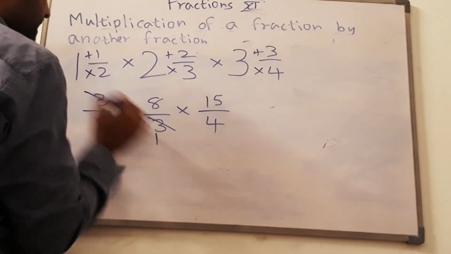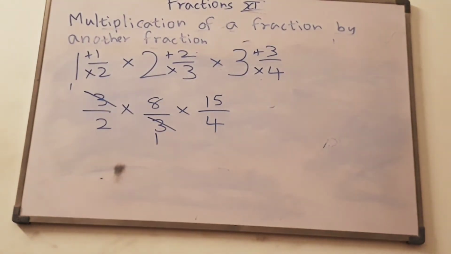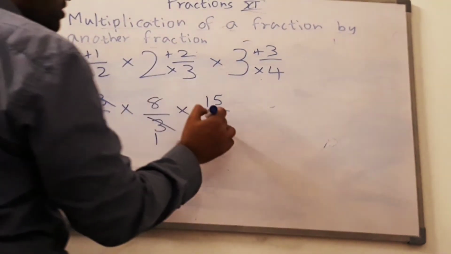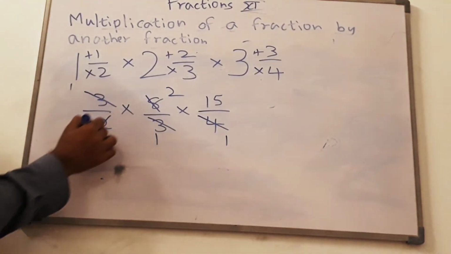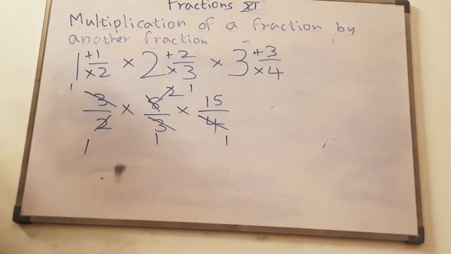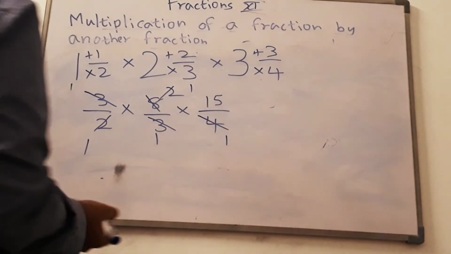3 and 3 can be cancelled. Both are divisible by 3. 4 and 8 also can be divisible, 1 4 and 2 4. And then 2 and 2 also can be divisible. 2 and 2, both are divisible by 2. Again.